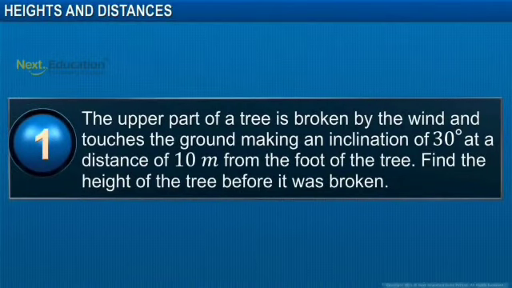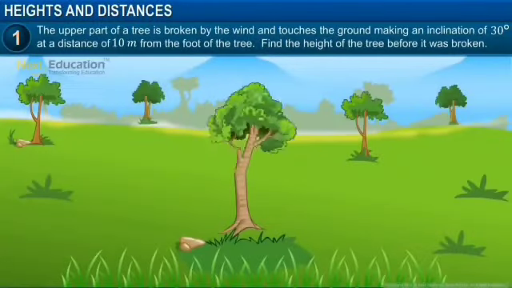Another example, the upper part of a tree is broken by the wind and touches the ground, making an inclination of 30 degrees at a distance of 10 meters from the foot of the tree. Find the height of the tree before it was broken.